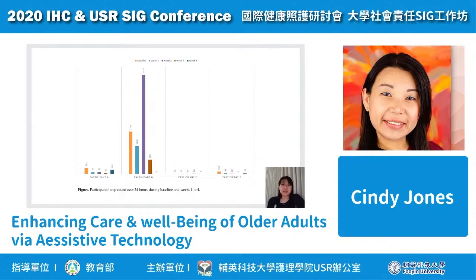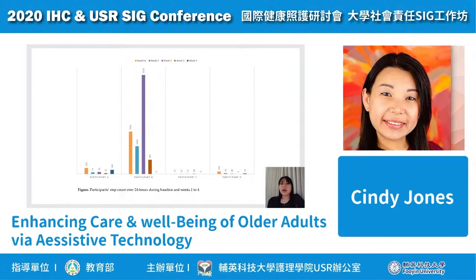Based on what we can see here, there seems to be not much difference. Step count pretty much remained the same, or there was a slight decrease, and then a little bit of a hike back at the end of the intervention. The only anomaly is participant B, where something must have happened in week 2, where he has a huge spike in step count. All right.